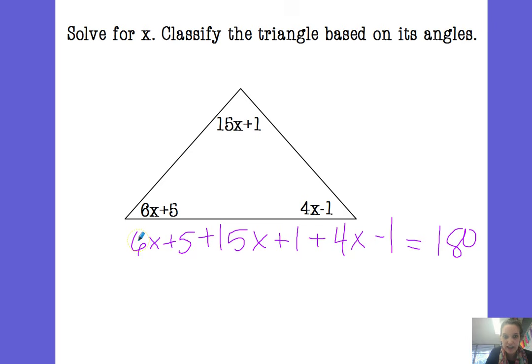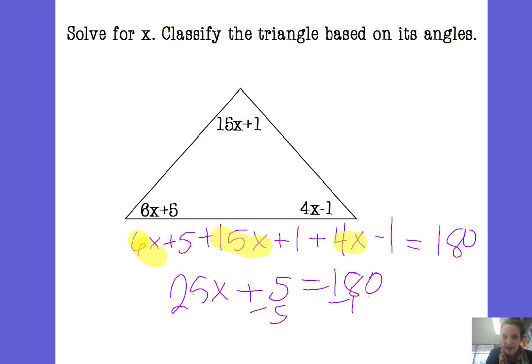So I'm going to add my like terms, 6x, 15x, and 4x gives me 25x. And then I can add all my whole numbers. 5 plus 1 is 6. 6 minus 1 is 5. Then I'm going to subtract 5 from both sides. 25x equals 180, oh no, not 15, sorry, 180 minus 5, 175. And divide by 25 and you get x is 7.